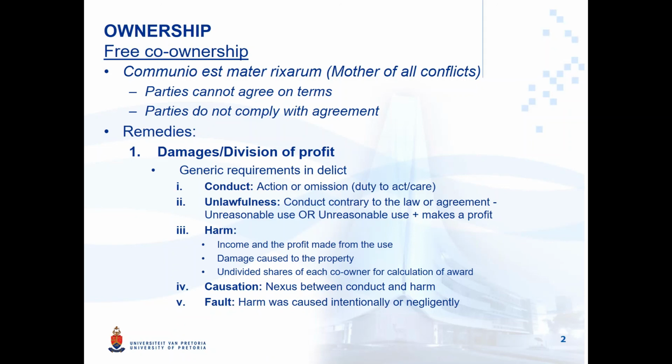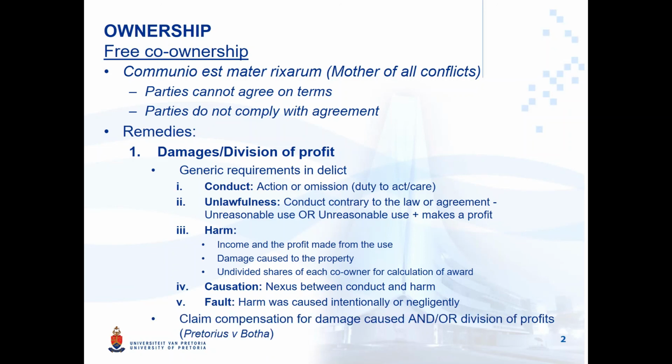So these are then the 5 elements of a delict that must be present before co-owner plaintiffs can succeed with a damages claim. Now, what can be claimed in terms of the damages remedy? A co-owner can claim damages for the harm caused by the unreasonable use and or division of profit where profit was made while the property was used in an unreasonable manner.